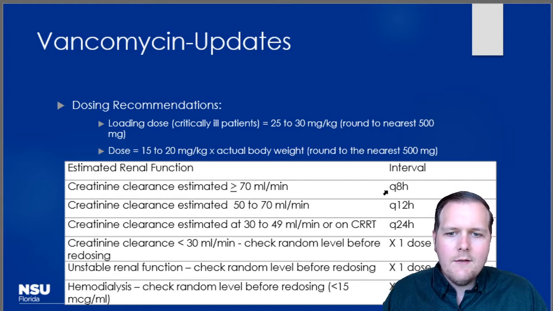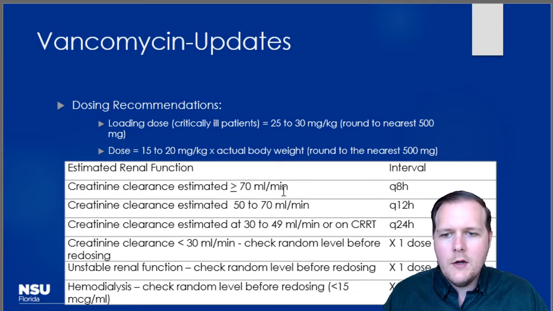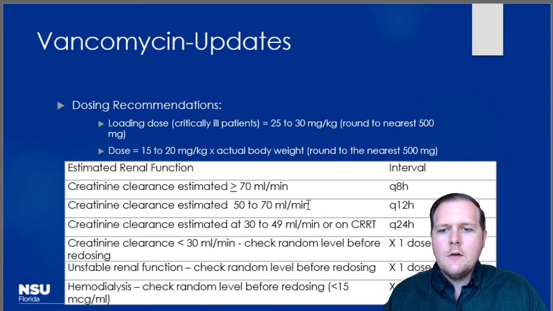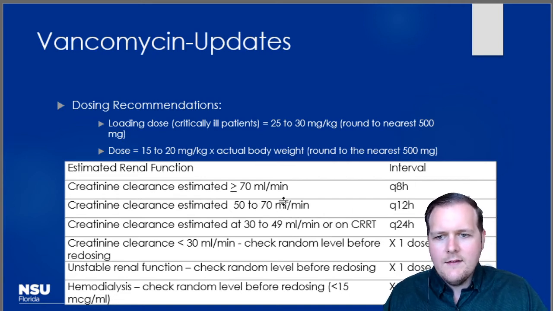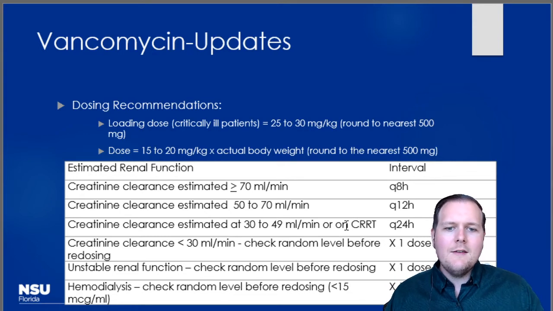You can see here, okay, we're going to give it Q8 hours. So maybe you're giving a gram Q8 hours for someone who has pretty decent renal function. Whereas once that starts to drop down, notice here that we're giving it less frequently. Now every 12 hours if they're between 50 and 70. Now give every 24 hours if they're 30 to 49 mLs a minute, or if they're on continuous renal replacement therapy.